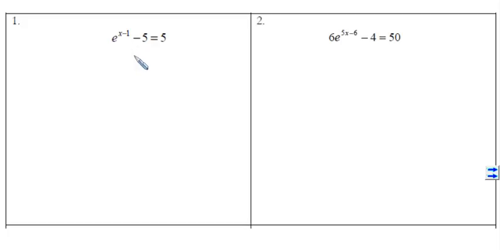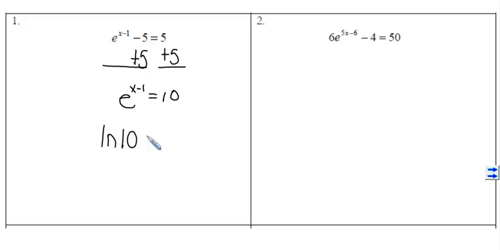And this one we need to start by adding 5 to both sides. Right? Adding 5 to both sides will get this e by itself. Okay. Now since it's in exponential form, we can rewrite it into log form. And so when it's log base e, remember we write ln. That's log base e. This 10 goes right here, and it's going to equal this x minus 1.